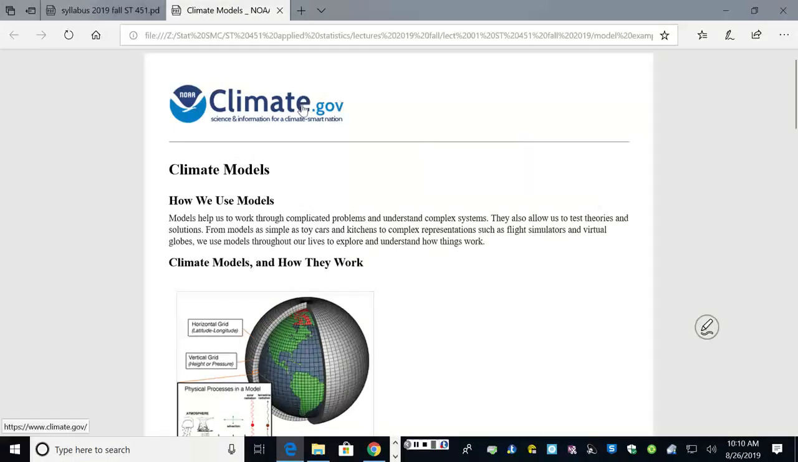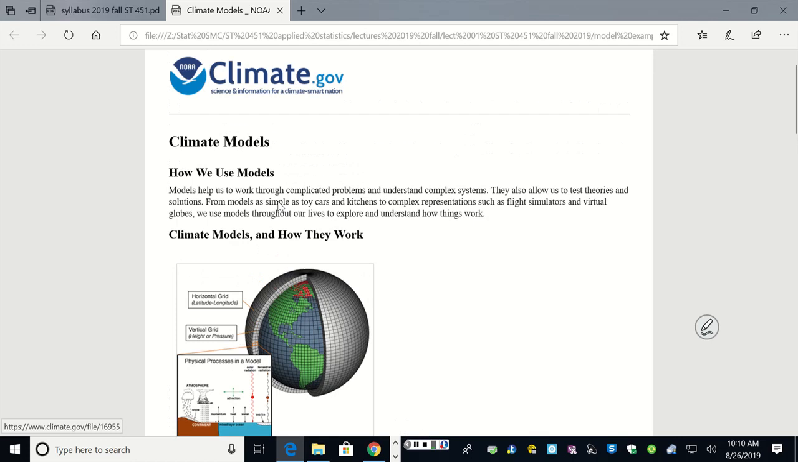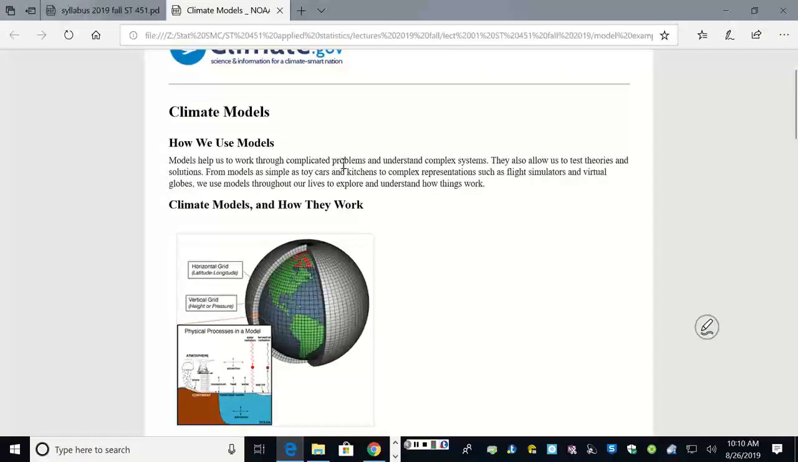NOAA, climate.gov. NOAA is the National Oceanic and Atmospheric Administration, so they keep track of that. They have a nice page, climate models, how we use models. Models help us work through complicated problems and understand complex systems. They allow us to test theories and solutions. Models as simple as toy cars and toy kitchens, I guess, to complex representations such as flight simulators, virtual globes. We use models throughout our lives to explore and understand things.